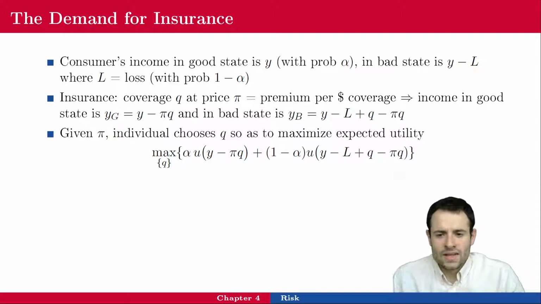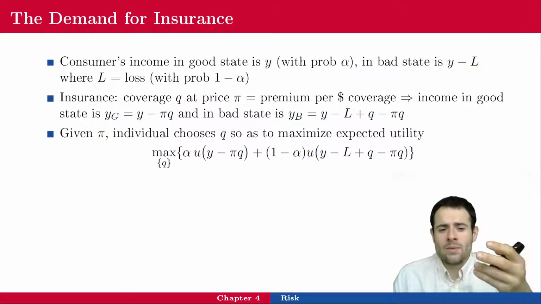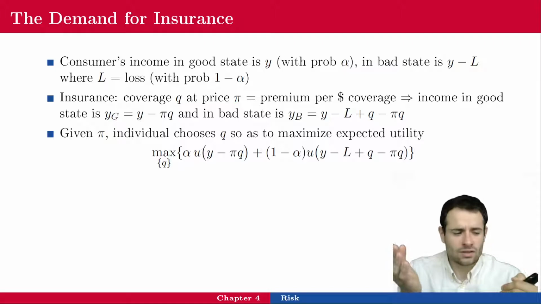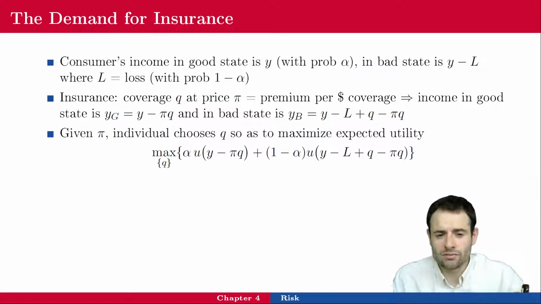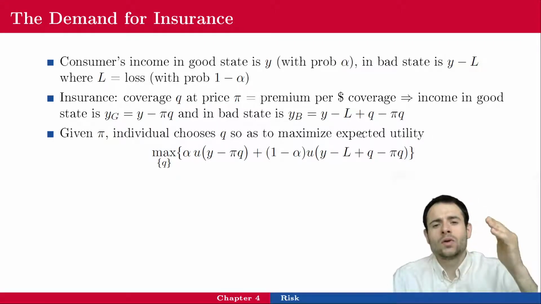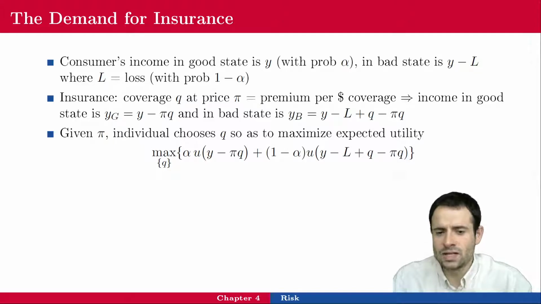So the agent now has to figure out how much coverage he wants to get from the insurance company. Because on one hand, it is nice to get all the money back if an accident happens. But on the other hand, you have to pay pi dollars per dollar of coverage at the beginning of the year. So there is a cost and there is a benefit. So there is a trade-off. Our consumer is going to maximize his expected utility. Remember, he is at the beginning of the year. He is going to the insurance company and he's about to ask for a certain amount of coverage, Q. We want to know how much Q he is going to ask for. So he's going to maximize his expected utility.